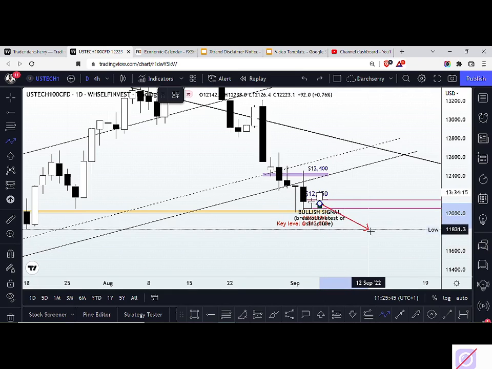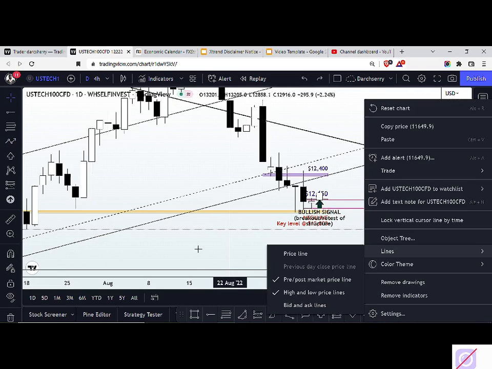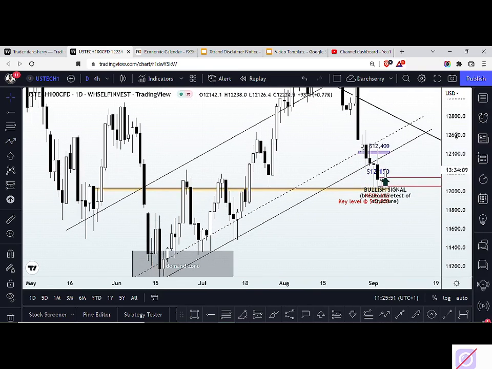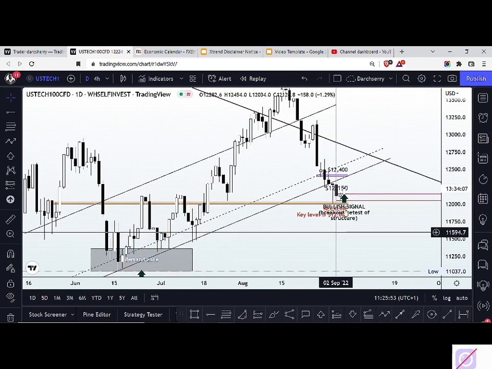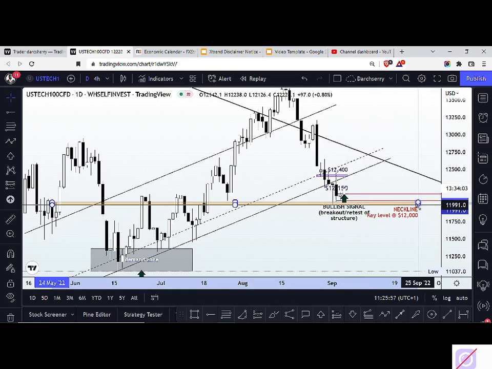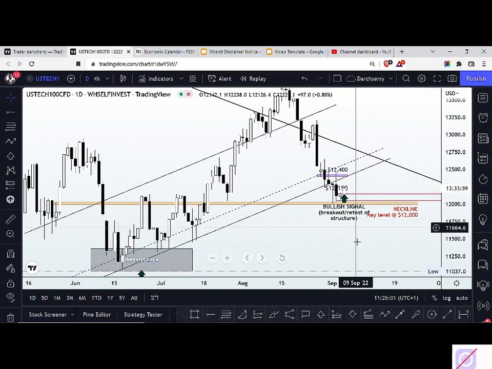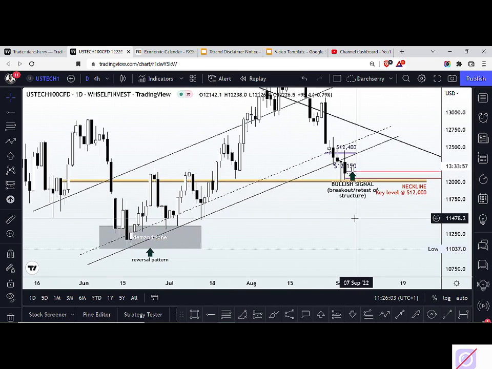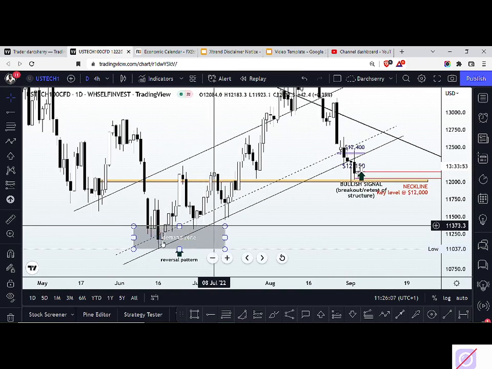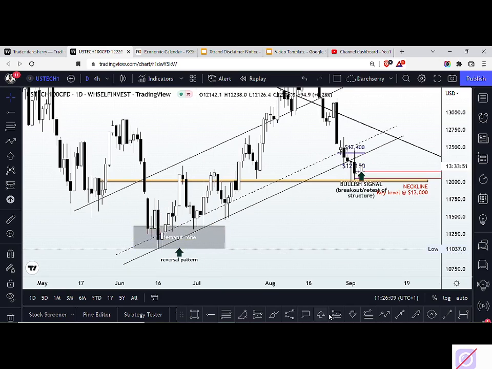So in order to help our decision for the week, one thing I did to make our job easier was to identify the key level at the $12,000 area, which is a very, very strong psychological level that we should reckon with for the week. And this key level is also the neckline of the reversal pattern that was identified in the month of June.